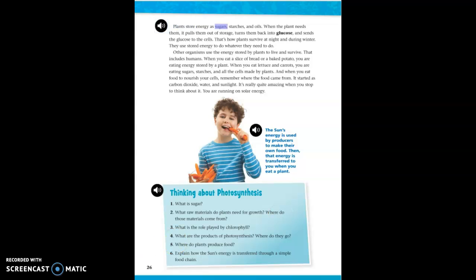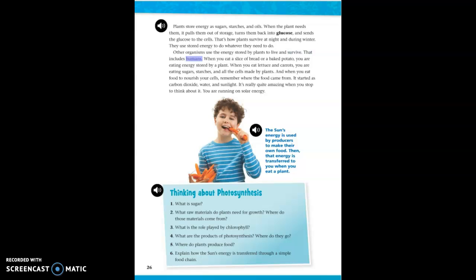Plants store energy as sugars, starches, and oils. When the plant needs them, it pulls them out of storage, turns them back into glucose, and sends the glucose to the cells. That's how plants survive at night and during winter. They use stored energy to do whatever they need to do. Other organisms use the energy stored by plants to live and survive.